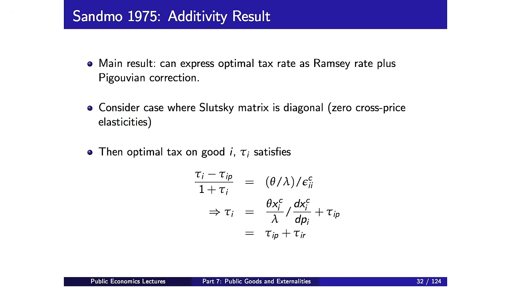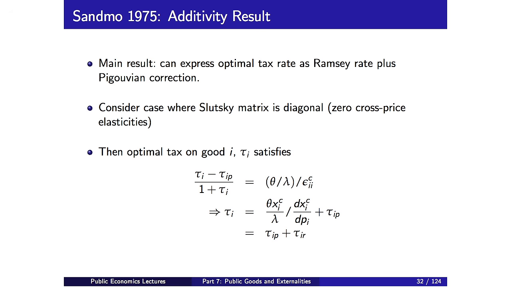That was the formula we got from the Ramsey model. What Sandmo shows is what you end up wanting to do is tau I minus tau IP over 1 plus tau I equals that. That's what the optimum ends up being if you work out the algebra, very similar to the Ramsey model. And so then just do a little bit of rearranging. You rearrange this and you can show that tau I equals tau I p plus tau I r. That is tau I r, the Ramsey optimal tax rate. You can write the fully optimal tax rate as the sum of these two components.